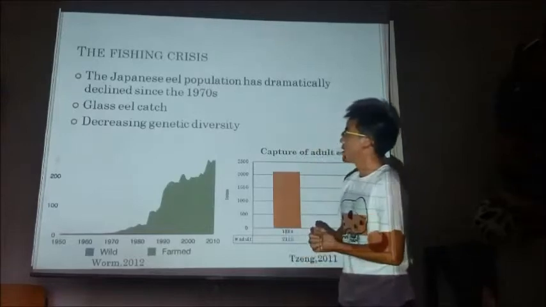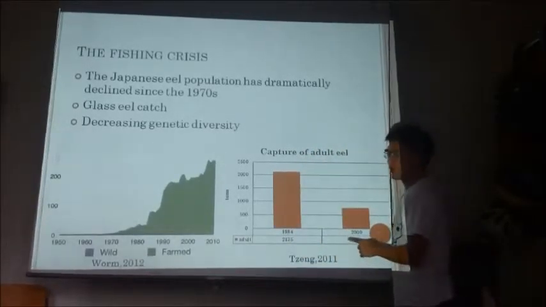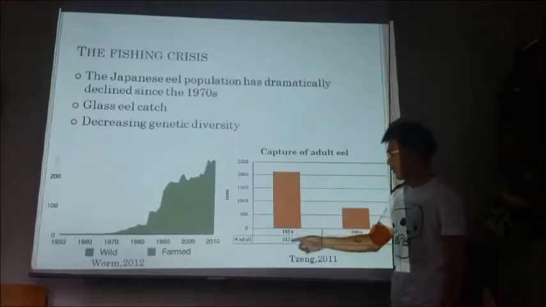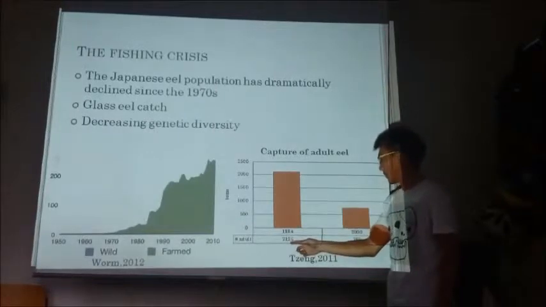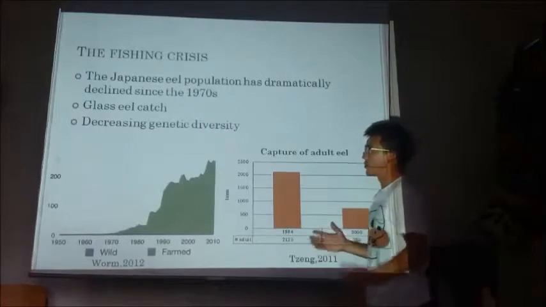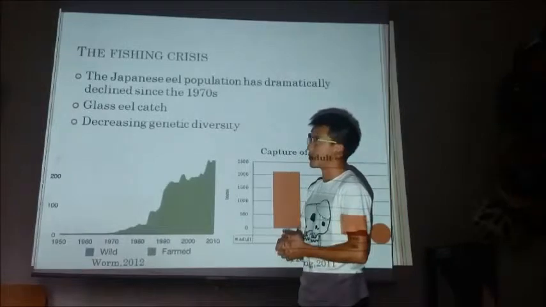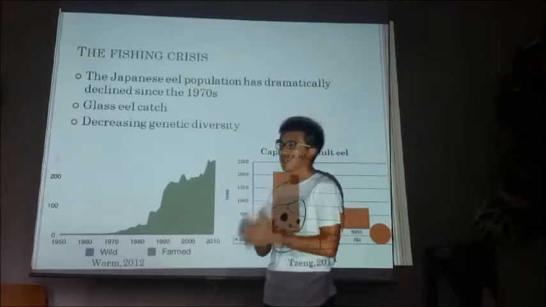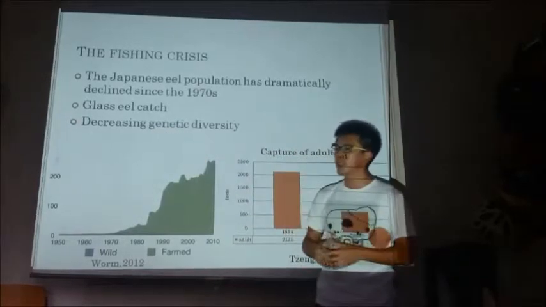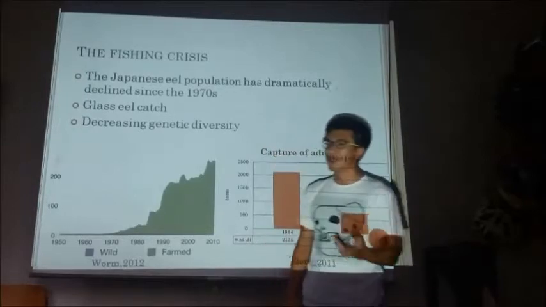Okay, and then we found in this data from Taiwan that in 1984, we captured adult eel at 2,000 tons, but in the year 2000 we only got 700 tons, and we found the same result everywhere. We got fewer and fewer eels in the ocean. And with microsatellite research, we found that their genetic diversity is getting less and less. Their DNA is more and more similar every year.